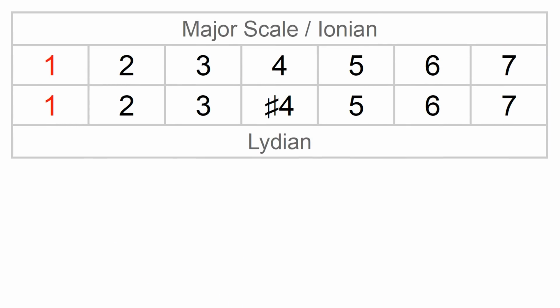First, let's consider Lydian in the context of a 7-tone scale. Here I'm comparing Lydian to its closest neighbour in terms of interval structure, the major scale, also known as Ionian. As we can see, the only difference between the two scales is on the 4th degree. The major scale has a perfect or natural 4th. Lydian has a sharp 4th, also called an augmented 4th.